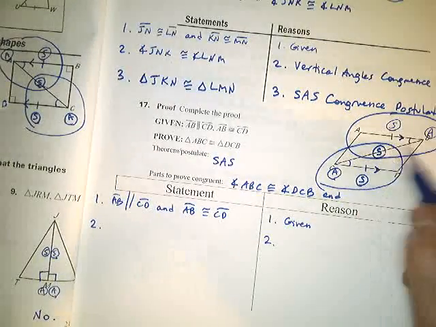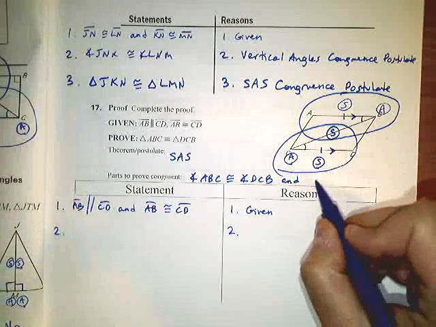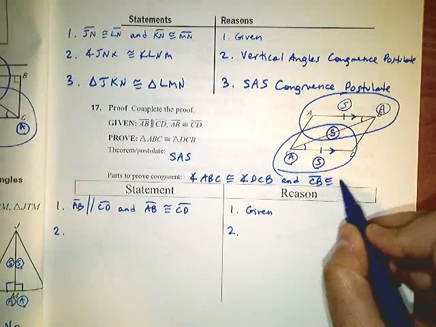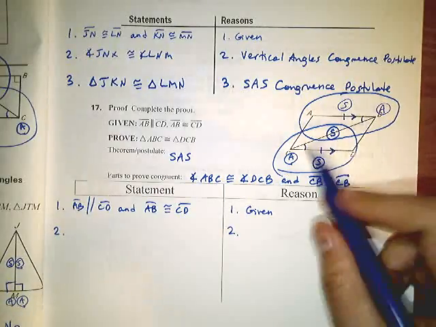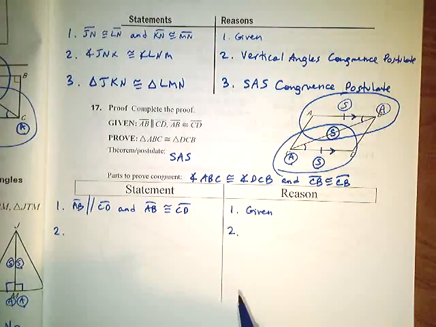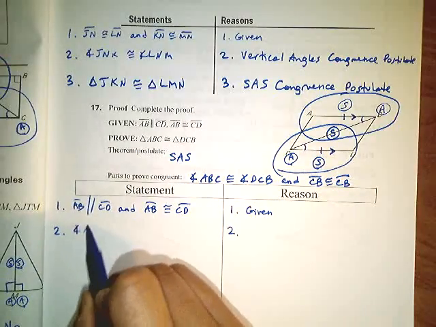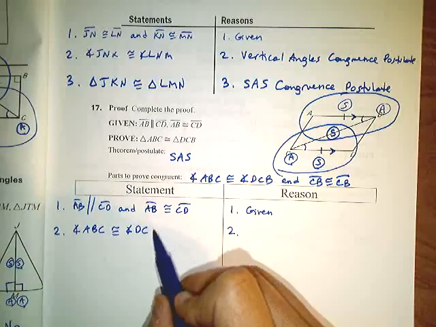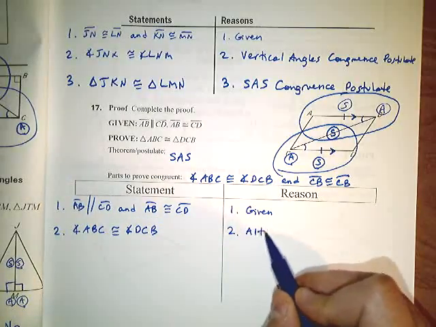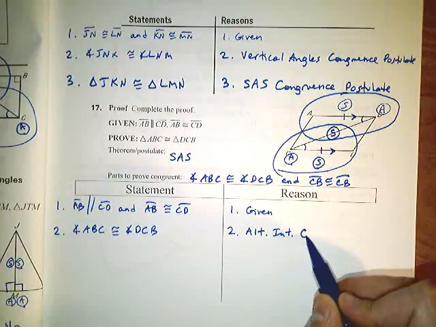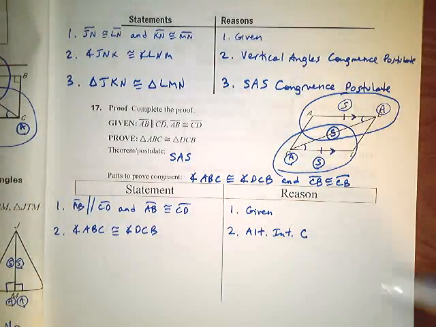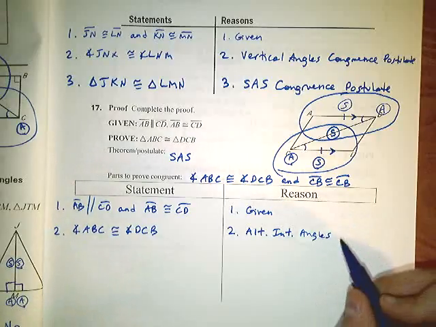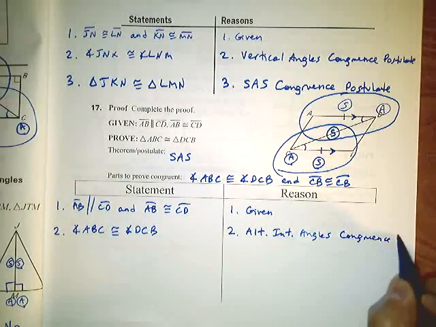So that central side is key to establishing the side angle side congruence. So CB would have to be congruent to itself to form that third pair of sides that are congruent. So that's all I got to do. I'm going to go ahead and write these down here, that angle ABC is congruent to angle DCB because of the alternate interior angles congruence theorem.